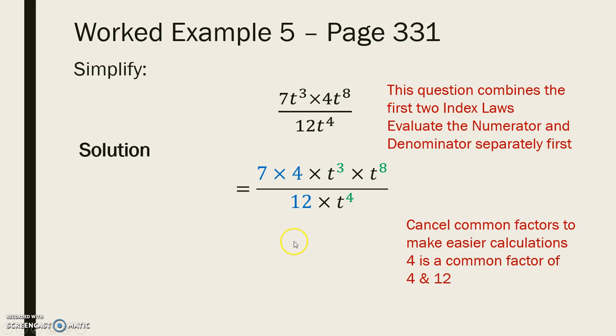Cancel the common factors again. So 4 and 12 have a common factor. So 4 divided by 4 is 1. 12 divided by 4 is 3. And it's going to make the numbers a bit easier to do without a calculator. It's a good habit to get into and practice to get into. Try and solve these sorts of questions without your calculator.